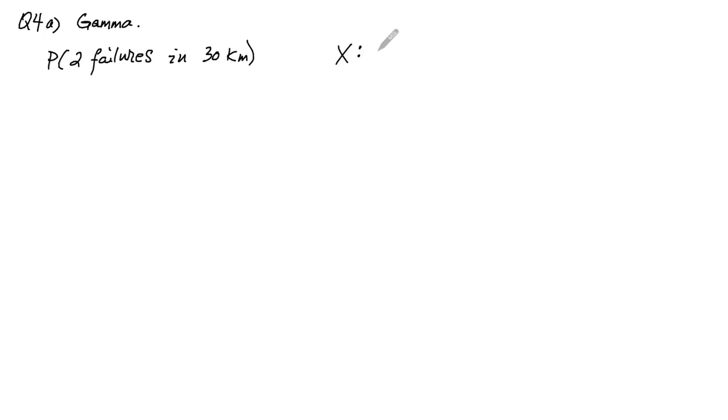Okay, so same question number 4a, and we're now going to use the gamma distribution to solve for this probability. The probability that we are after is 2 failures again. If you haven't seen the first video where I've used the Poisson distribution, please go back and see that one, followed by this one. Okay, so 2 failures in 30 kilometers, and we had done that as a Poisson distribution in my first solution. We can also define a random variable x, and this will be defined as the distance until the second failure.